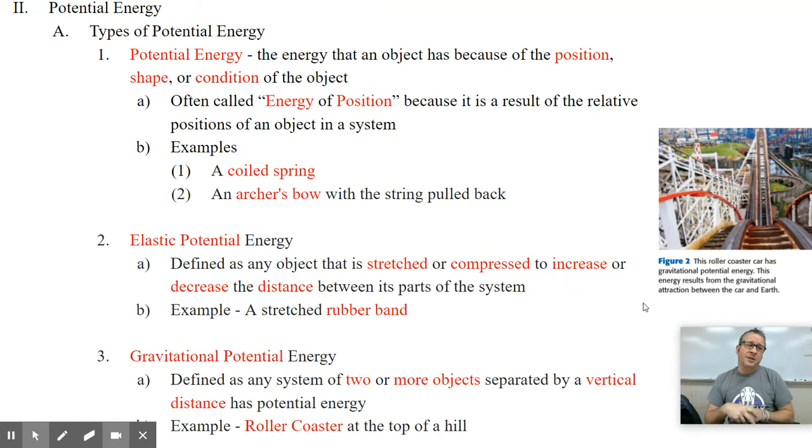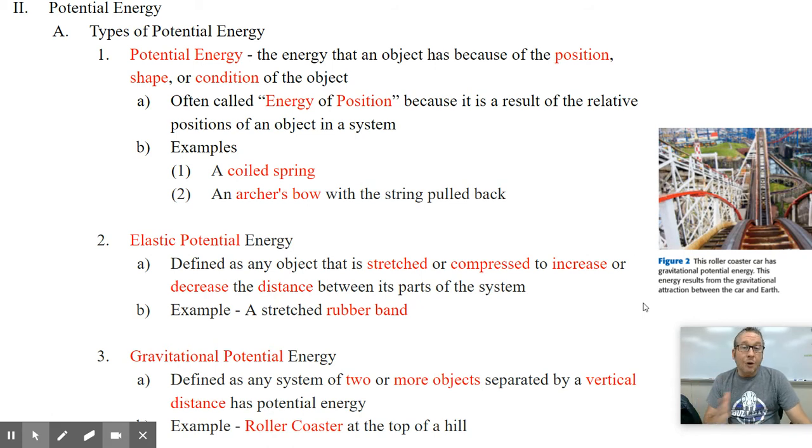Then you have gravitational potential energy. This is the one we are mostly going to fix ourselves on. It's when we have a system of two or more objects separated by a vertical distance. That's when we're going to have potential energy.